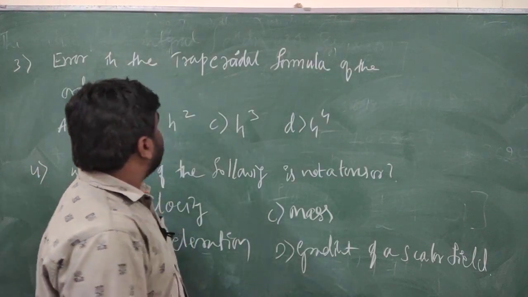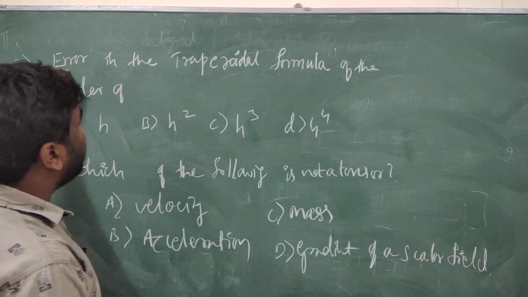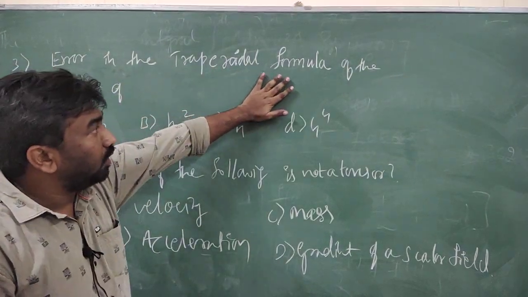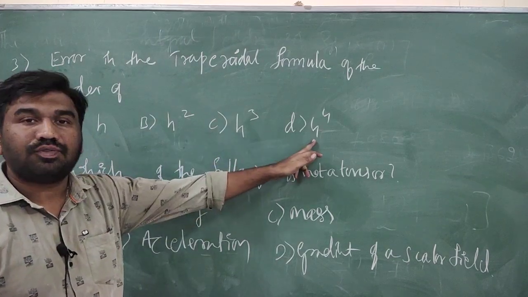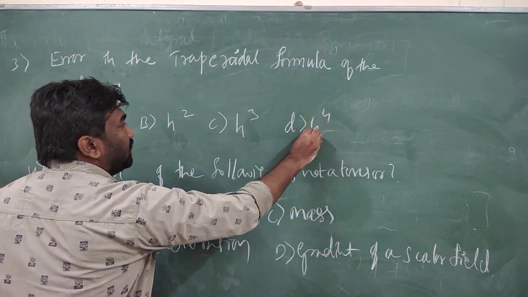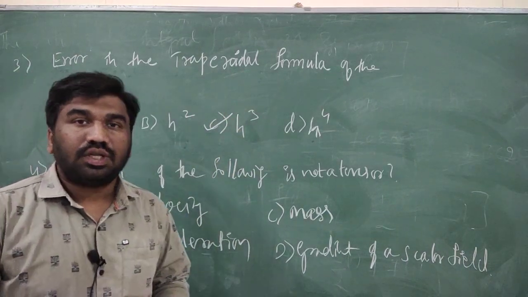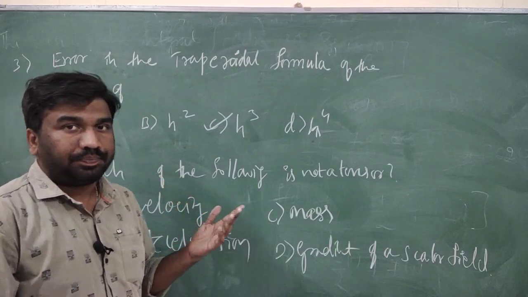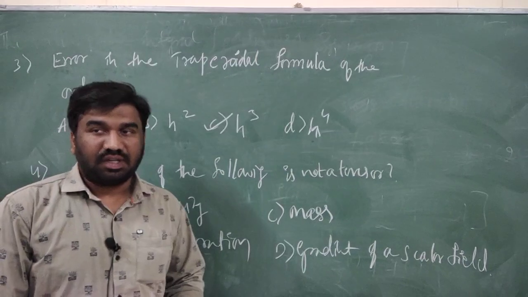So this is question number 3 in the 2014 paper. The question is based on the trapezoidal rule. The error in the trapezoidal formula is of the order of h square, h cube, h power 4. So option number C is correct. That means up to third order we can easily get a solution by using trapezoidal. Trapezoidal method is generally used to get the area under the given curve.